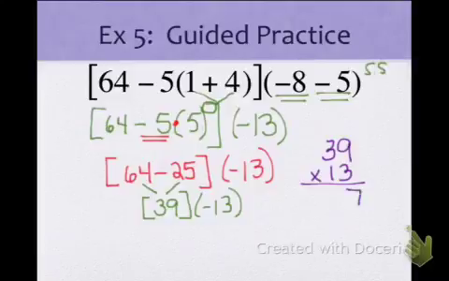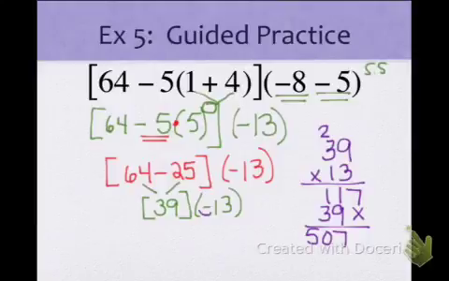So 9 times 3 is 27. Carry the 2. 3 times 3 is 9 plus 2, which is 11. Leave your space. 9 times 1 and 3 times 1 gives me a final answer of 507, but with one negative, my answer is negative.